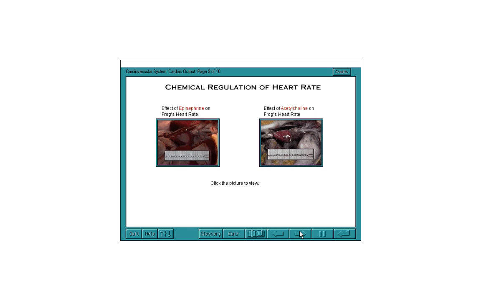To see videos that show the effects of epinephrine and acetylcholine on a frog's heart, click the appropriate picture.